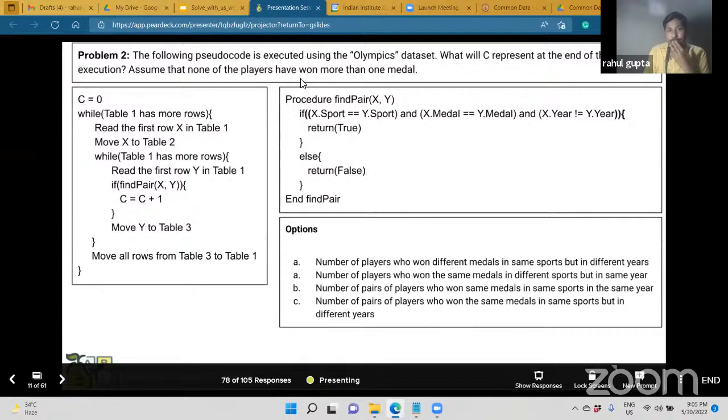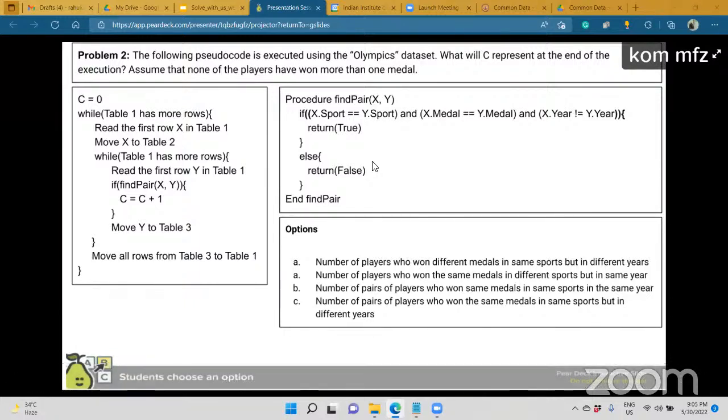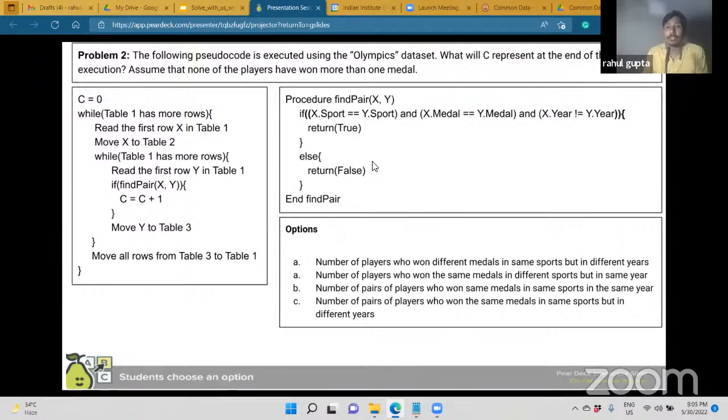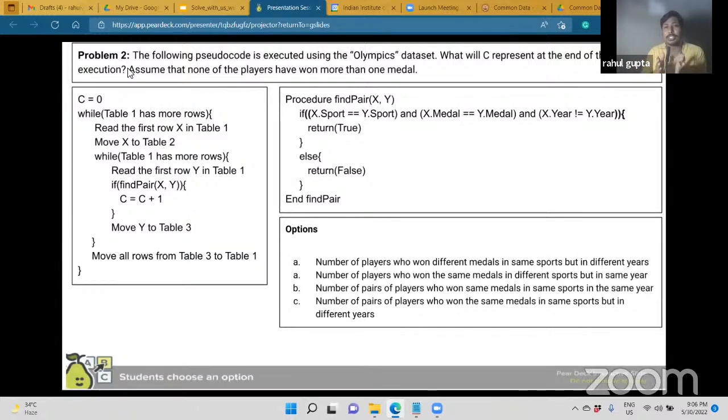What is written here? Assume that none of the players have won more than one medal. For this question, the assumption is that no two players have won two medals, otherwise our option changes. If the same player happened hypothetically, then one more extra pair would be counted. Because we have some kind of limitation in this question, we have assumed that there is no player who has won more than one medal.